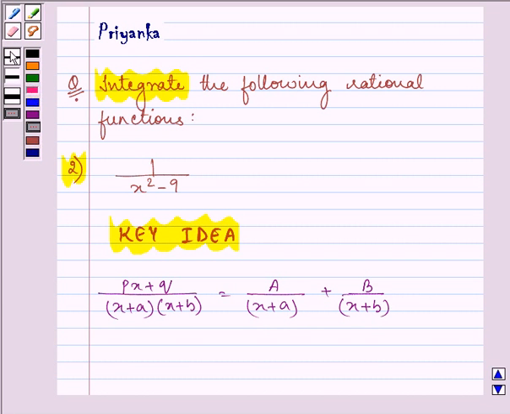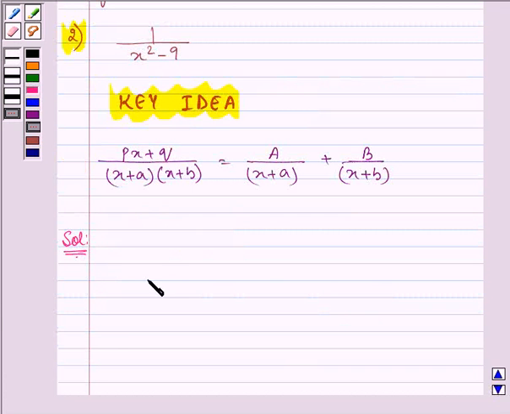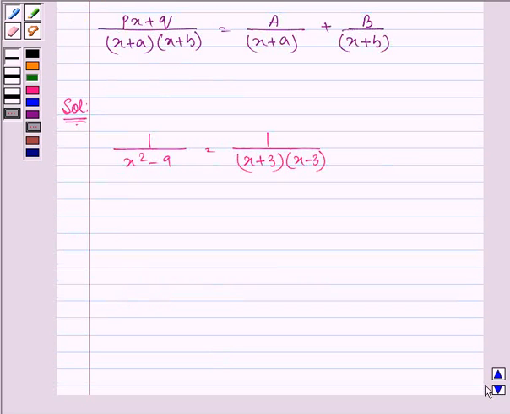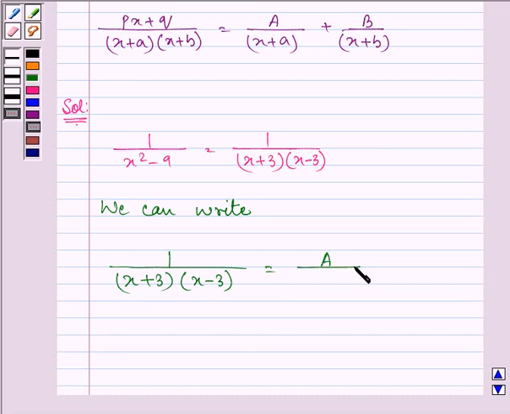Now, if you notice, the rational function which is given to us can be written as x plus 3 into x minus 3, right? So now here we can use the concept of partial fractions to find out the integration of this function. So let us proceed on. We can write the function as 1 over x plus 3 into x minus 3 equal to a upon x plus 3 plus b upon x minus 3, right?